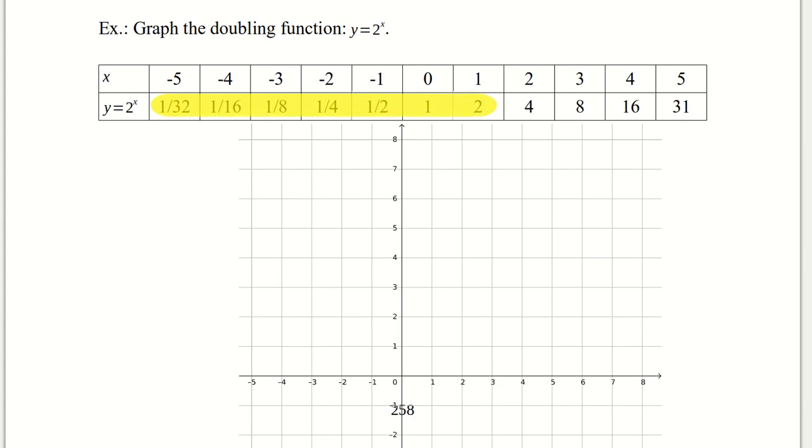You double 1 and you get 2. You double 2 and you get 4. You double 4 and you get 8. You double 8 and you get 16. And that should be, of course, 32. So that 31 needs to be changed.